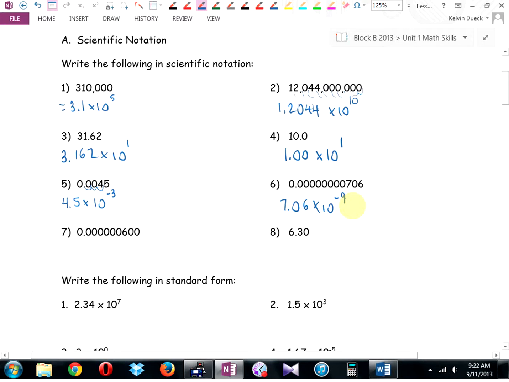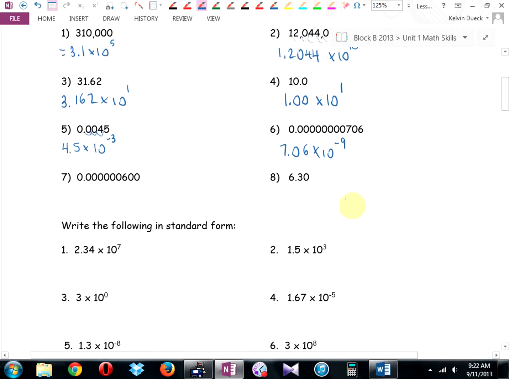What is 10 to the -9 on your yellow formula sheet? Is that nano? Yeah, okay. So 7.06 nanometers, liters, whatever, but there you go.